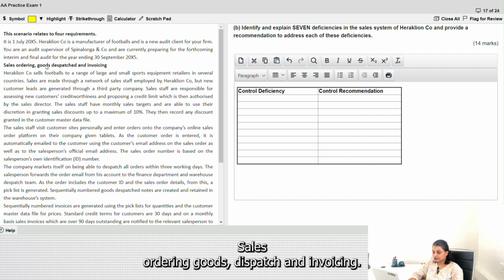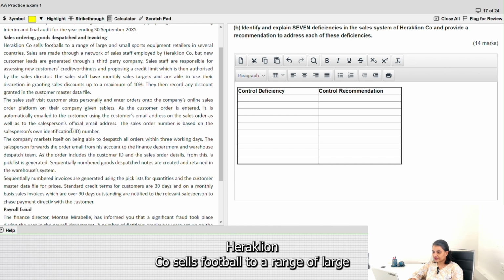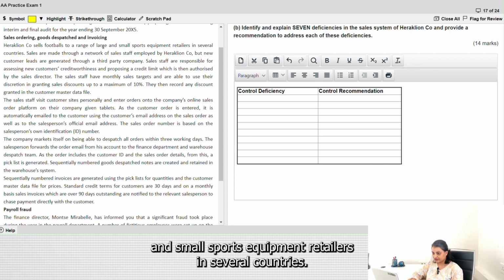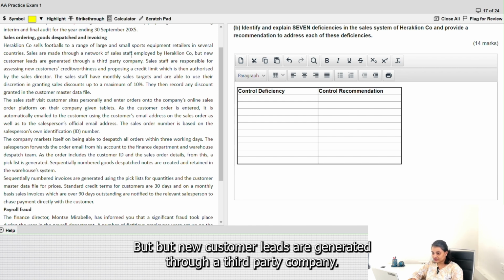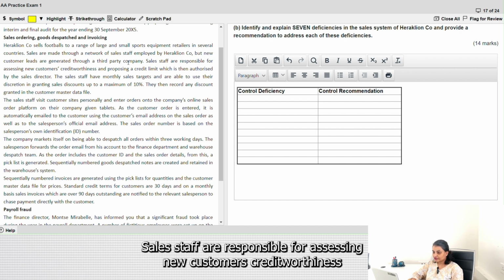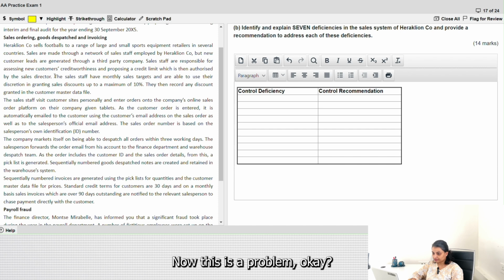Sales, ordering, goods dispatched and invoicing. Hercules Co. sells footballs to a range of large and small sports equipment retailers in several countries. Sales are made through a network of sales staff employed by Hercules & Co., but new customer leads are generated through a third party company. Sales staff are responsible for assessing new customers' credit worthiness and proposing a credit limit which is authorized by the sales director. Now this is a problem.